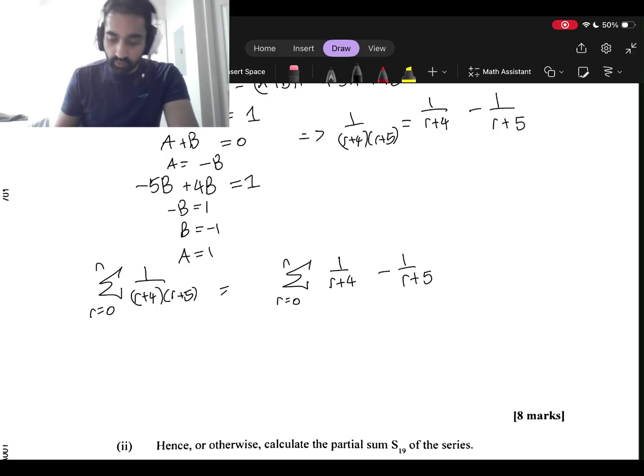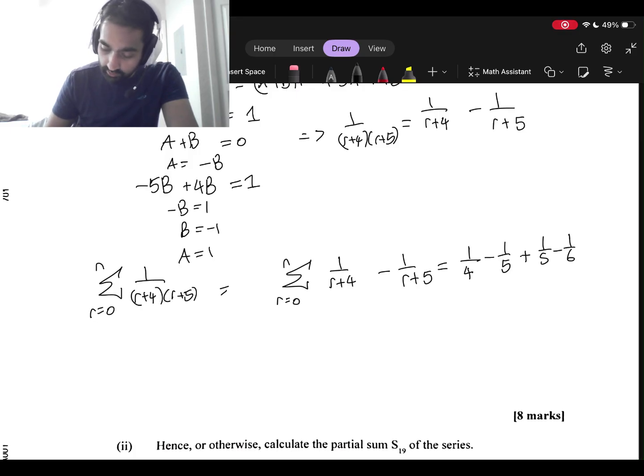Now let's write out what the terms look like. It's equal to, well, when r is equal to 0, it's equal to 1 over 4 minus 1 over 5. And then when r is equal to 1, it'll be plus 1 over 5 minus 1 over 6. And then when r is equal to 2, it'll be plus 1 over 6 minus 1 over 7, dot, dot, dot. And then the last term is when r is equal to n. So it'll be plus 1 over n plus 4 minus 1 over n plus 5.